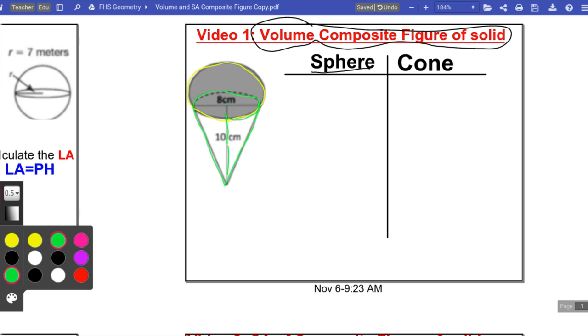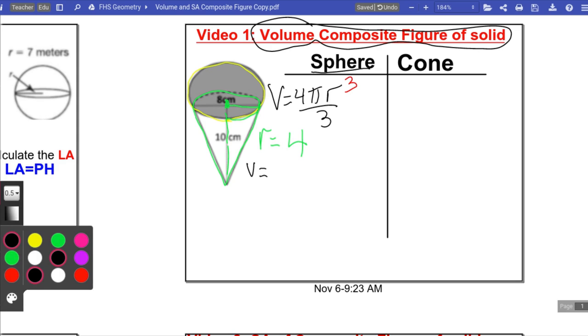To find the sphere, the formula is V equals 4 times pi times radius raised to the third power, all of that divided by 3. Remember, we're going to find the volume for both of these, and then combine them together to get our final answer. So let's find the radius. The radius will be half of this number. Half of 8, the radius is 4. Let's go plug it in.